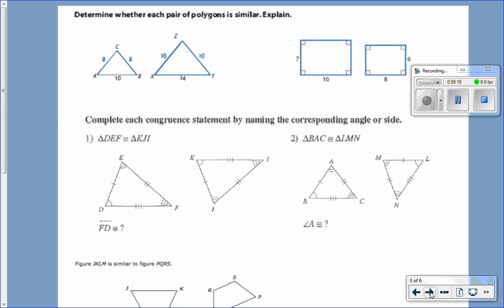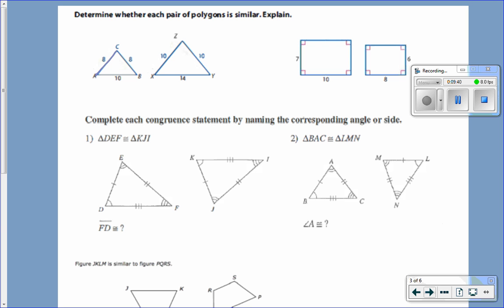Turn it over to the back. And we're going to determine whether each pair of polygons is similar. Are we good? We're going to look at their side length. Okay? That's the first one we want to do. So we're going to write ratios, just like we did with the corresponding sides. So we'll do the first one together.